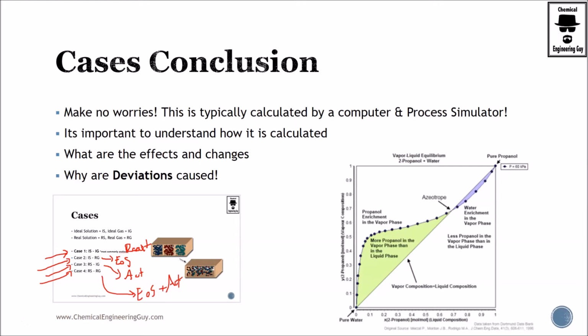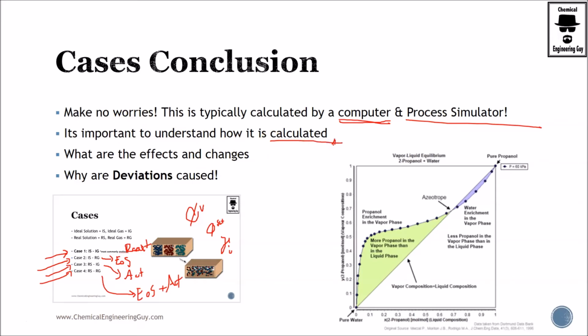The difficult part right here is to select the adequate model to model, of course, the phi values of the vapor phase, the phi values of the saturated system, or the activity value of i. Make no worries, this is typically calculated by computer or any thermodynamic package, even a process simulator such as Aspen Plus or HYSYS. It's important to understand how it's calculated.